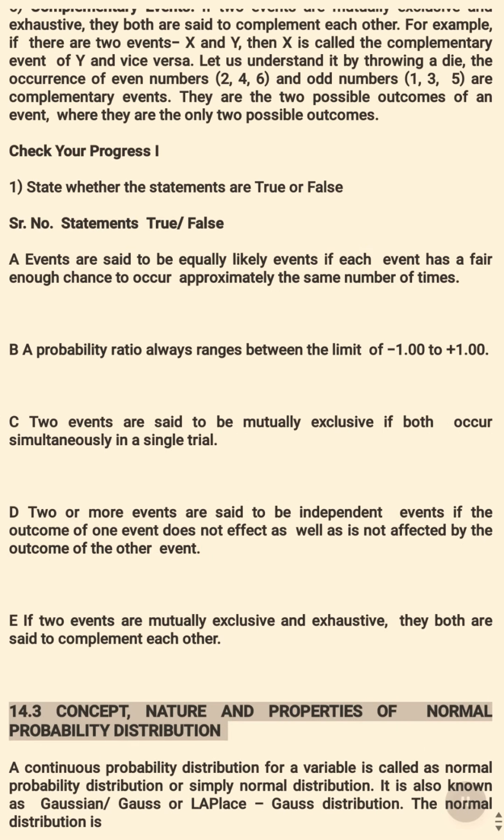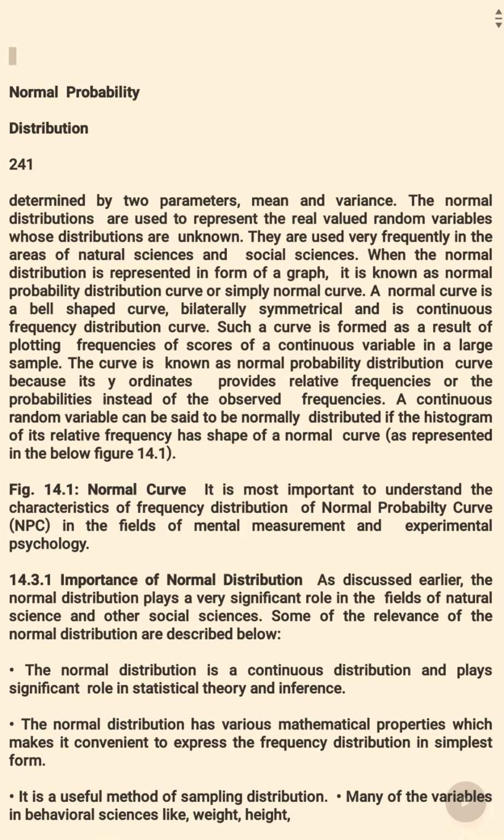15.3 Concept, Nature and Properties of Normal Probability Distribution. A continuous probability distribution for a variable is called normal probability distribution or simply normal distribution. It is also known as Gaussian, Gauss or Laplace-Gauss distribution. The normal distribution is determined by two parameters, mean and variance.